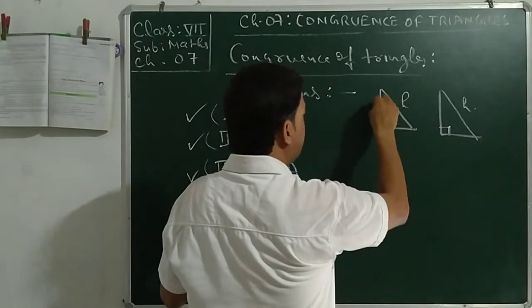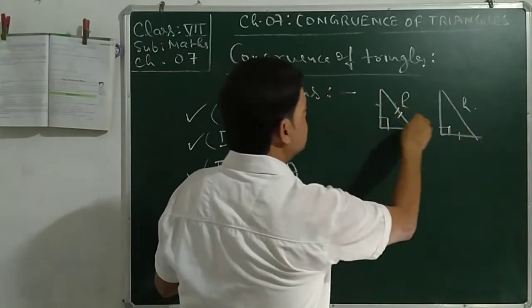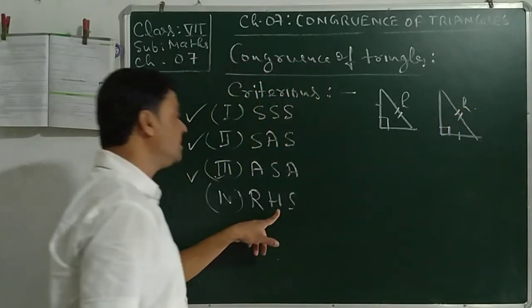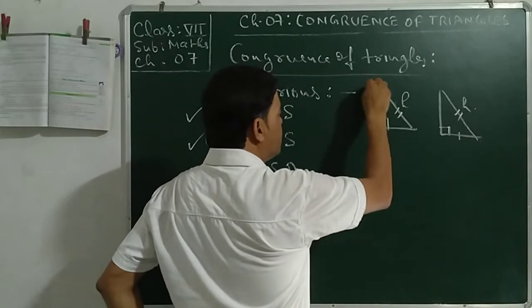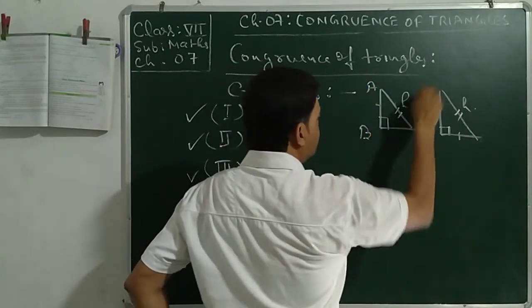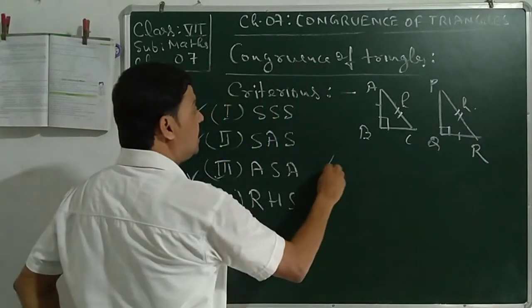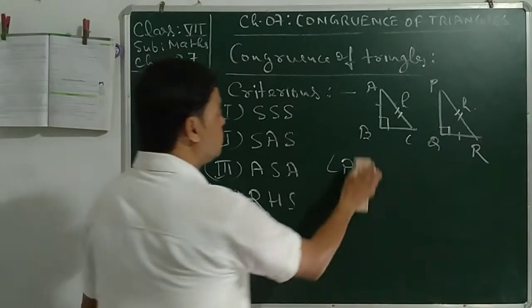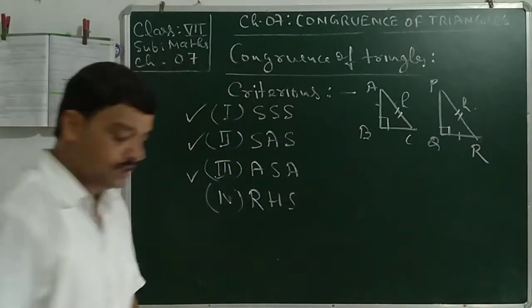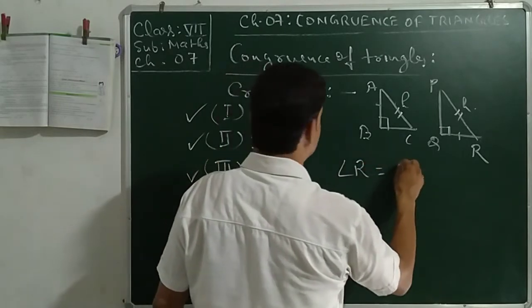For example, I have taken this side matches this side and hypotenuse matches hypotenuse. Then we can say our right angle. Let me name this triangle as ABC and PQR. Here angle A is not required because we need only the right angles. And the right angle was here, angle R.